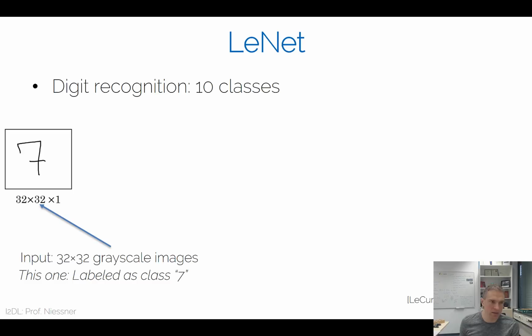Okay, so we said we do digit recognition. We have these handwritten digits and 10 classes. The input is, in this case, 32 times 32. It's a grayscale input, so we only have one channel here. And we have the respective labels given. In this case, we have the class 7, which is the ground truth for this image. So it's a supervised learning problem, and now we want to design our architecture around it.